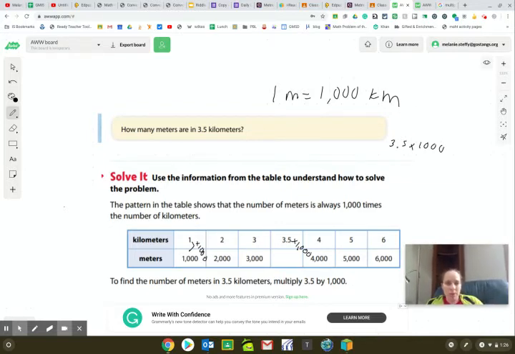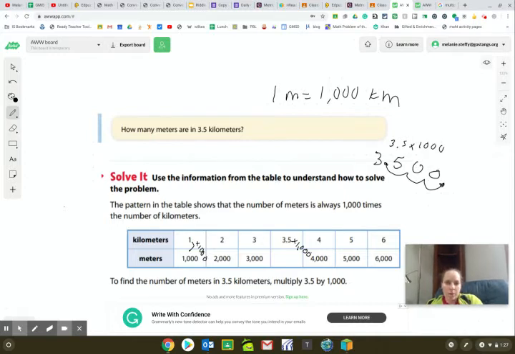So let's go back to our problem where it says how many meters are in 3 and 5/10 kilometers. So we're doing 3 and 5/10 times 1,000. I'm going to start with 3 and 5/10, and since I'm multiplying by 1,000, my place values are shifting to the left. They're getting greater by 1,000, which means my decimal point is going to shift 3 places to the right. So I need to put 2 zeros in here.